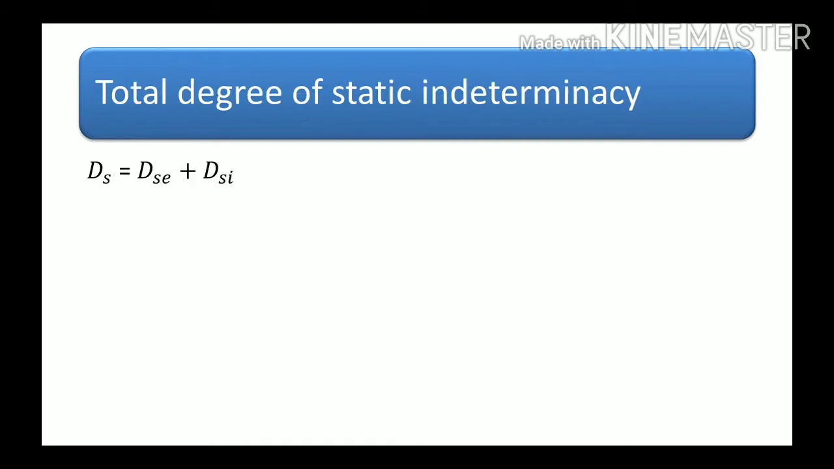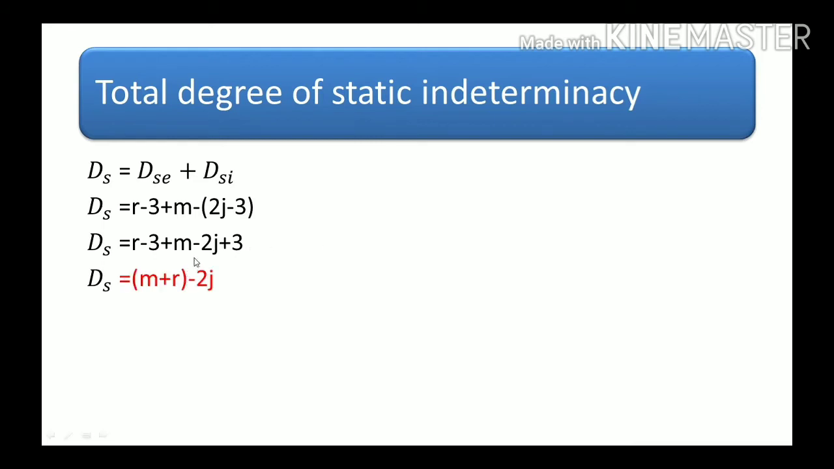Then the total degree of static indeterminacy, that is DS, is equal to the degree of external static indeterminacy plus the degree of internal static indeterminacy. So here the formula is, for DSE, R minus 3, and for DSI, M minus, in bracket, 2J minus 3. Expand this bracket: R minus 3 plus M minus 2J, and this minus becomes a plus 3. So 3 gets cancelled out. The final formula is M plus R minus 2J.